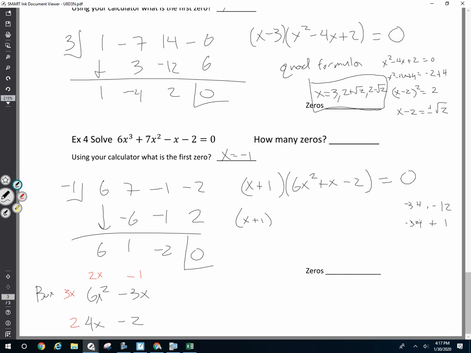Okay, so this becomes x plus 1, 2x minus 1, 3x plus 2. My solutions are -1, 1/2 would work here, and -2/3 would work here. There's 3. That's it.